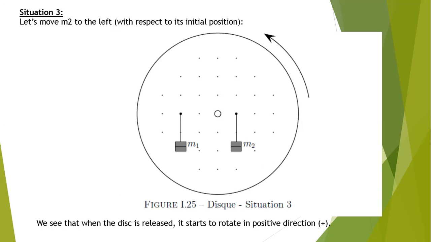Situation 3. Let's move M2 to the left. So this is the initial position of M2. Now if we move M2 to the left and it is placed at this position, and if we release the disk, it starts to rotate in the positive direction, or anti-clockwise direction.